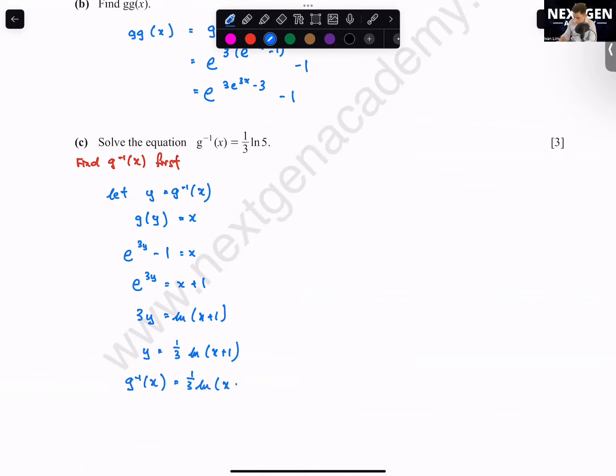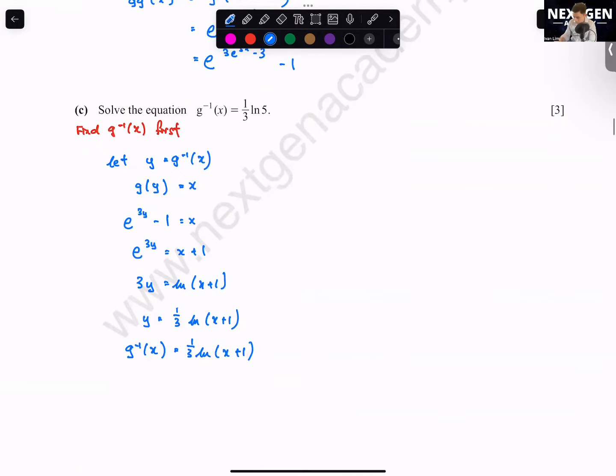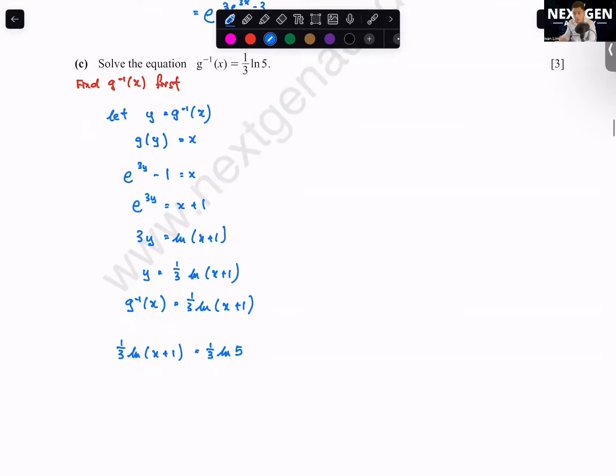Then we equate it to the value on the right hand side. So 1 over 3 ln(x plus 1) equals 1 over 3 ln 5. We just compare both the arguments together. So x plus 1 equals 5, x equals 4. I think the majority of you did this, right? Method one.